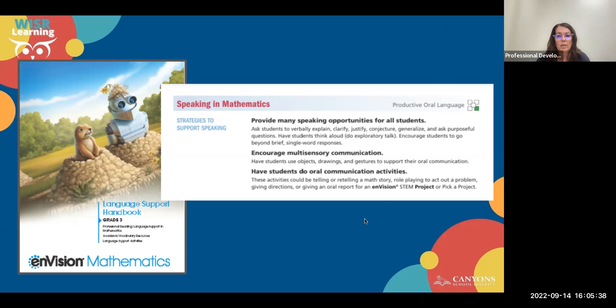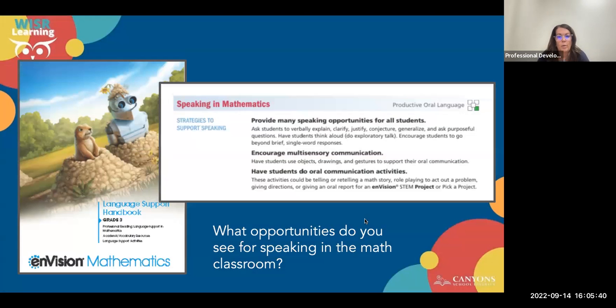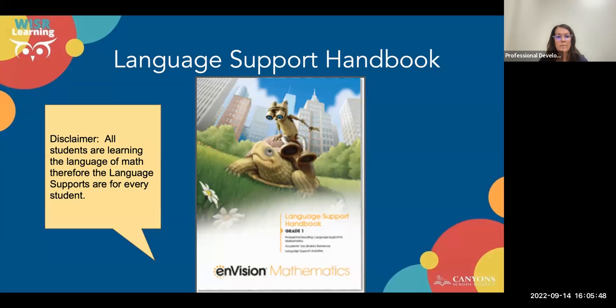When we think about this, what is going on in your class? What opportunities do you see for speaking in the math classroom? What are you giving your students? What are you saying as a coach to provide those opportunities for speaking?